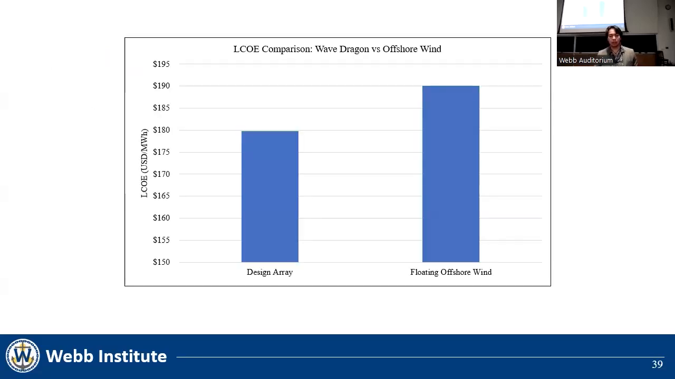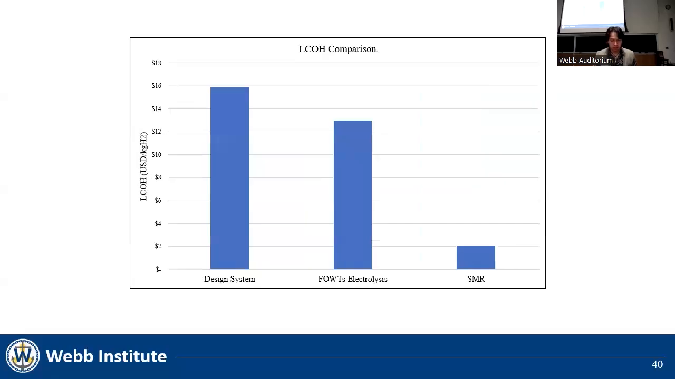The LCOE was compared to that of floating offshore wind turbines, and it was found that the wave energy array designed in this thesis is cost competitive with floating offshore wind turbines, as it is 6% less expensive than floating offshore wind. However, the system designed here was found to be 20% more expensive than wind turbine powered electrolysis, and approximately 700% more expensive than steam methane reforming, which is a fossil fuel based method of hydrogen production.